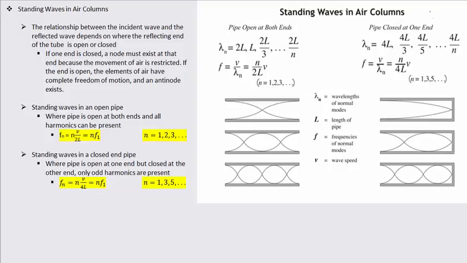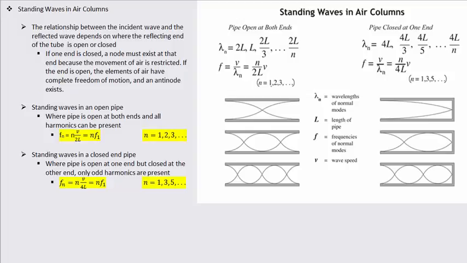If we look at our figure on the right, we have an open-end pipe as well as a pipe with one closed end. At the open end of a pipe, we can observe antinodes, while at the closed end of the pipe, we observe a node. Standing waves in an open-end pipe occur where the pipe is open at both ends, and all harmonics can be present.